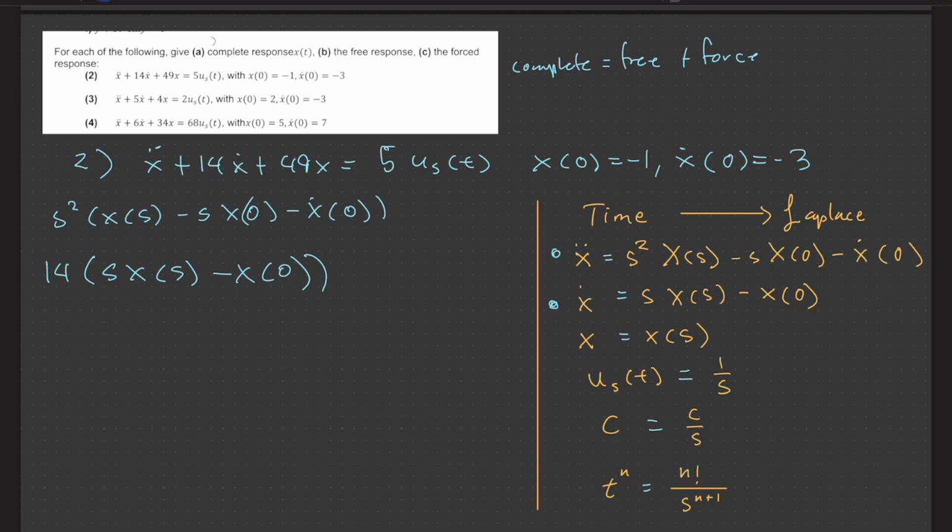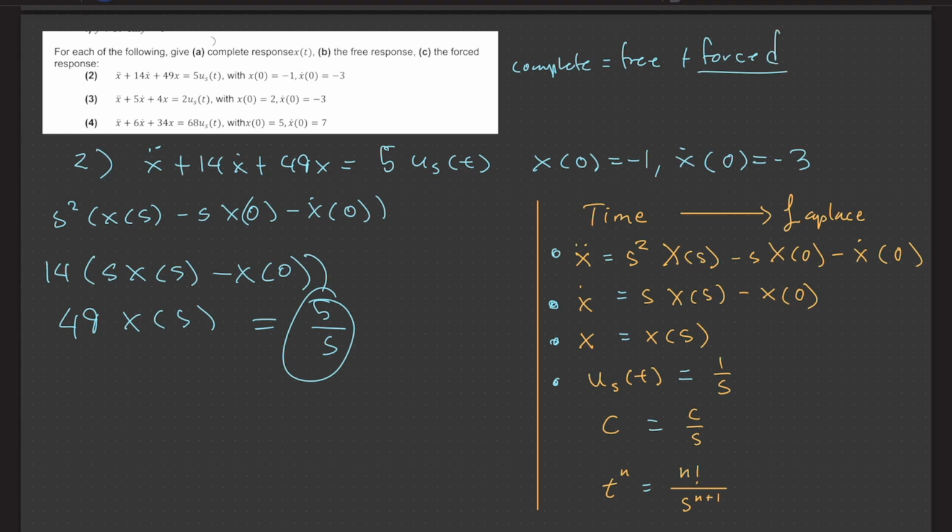Okay, so our second piece done. Now, lastly, we have the 49x. Now, x is the easiest. X simply just turns into X of s. Okay, not too bad. Now, next is going to be the 5 unit step function of t. Okay, US stands for unit step function. So if we look over here, the unit step function is 1 over s. And so this right side will be 5 over s. Okay, that'll be, again, our input into the system. And this will be contributed to the forced response.